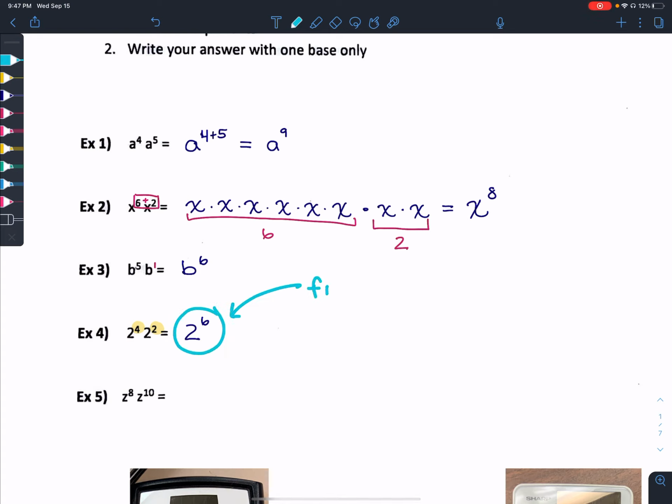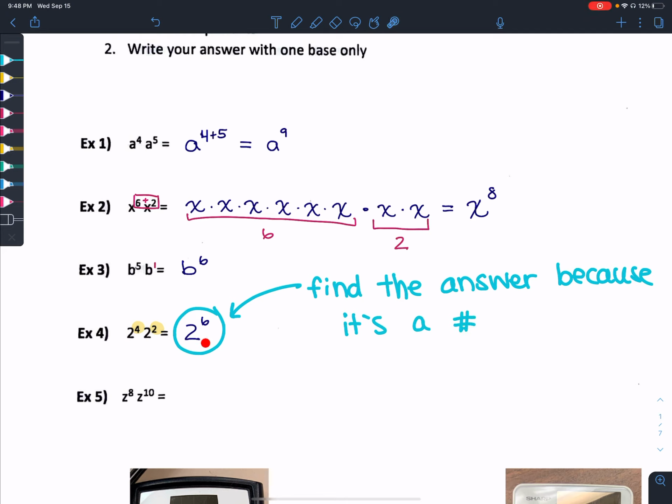So here, find the answer, because it's a number, so we can do that. This is 2 times 2 times 2, etc., 6 times, right? So you can use your calculator. It'll be done in a flash.